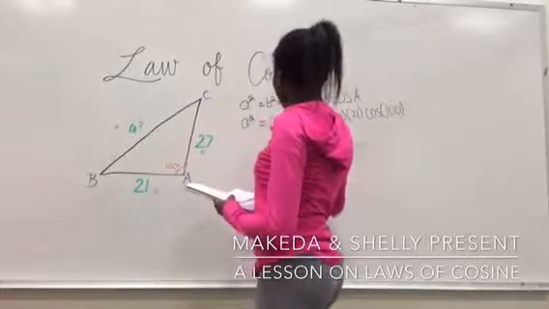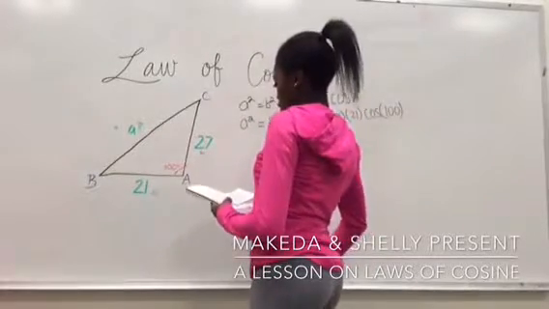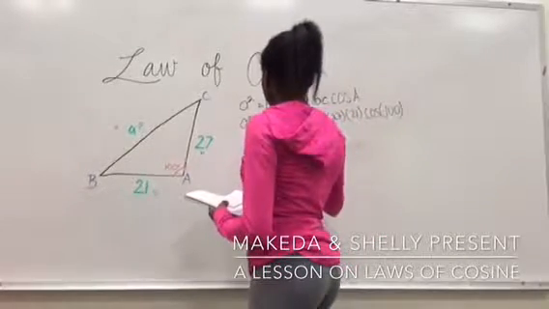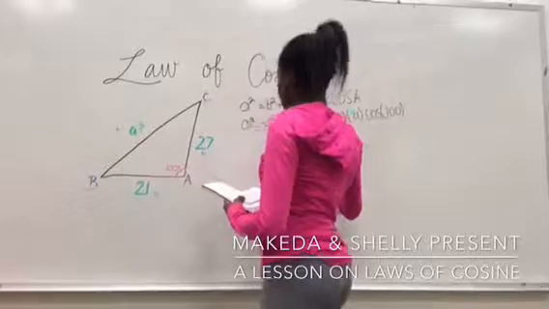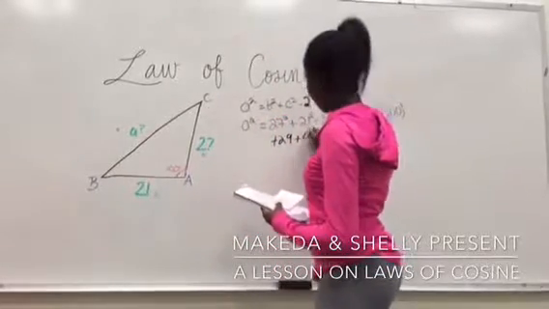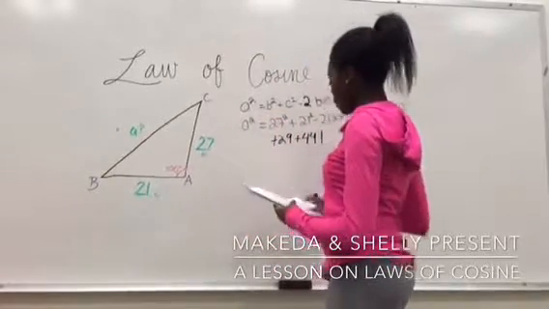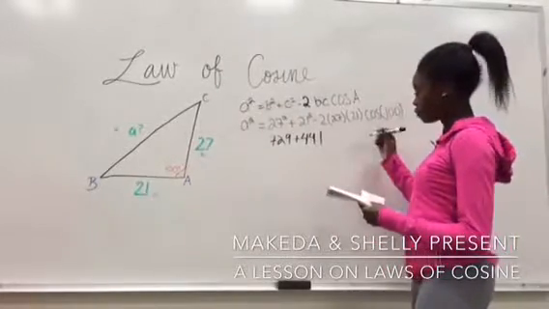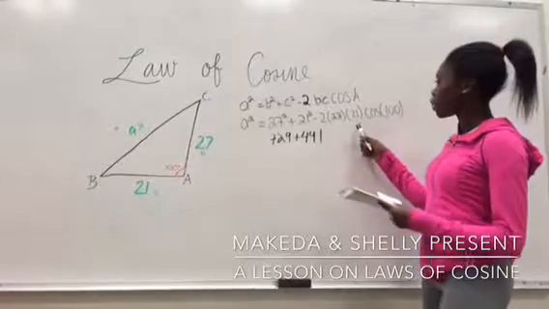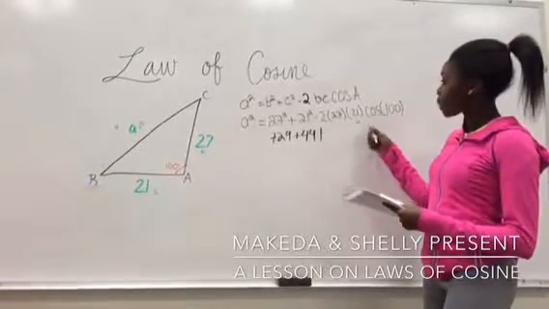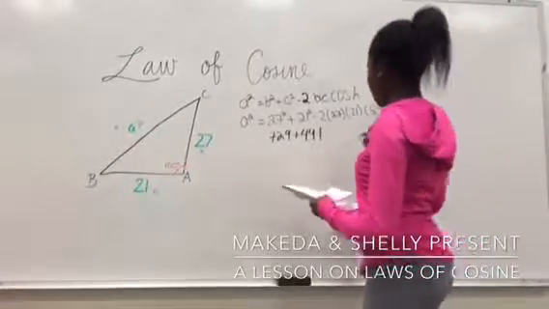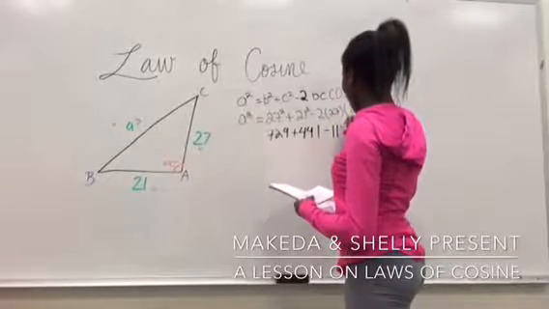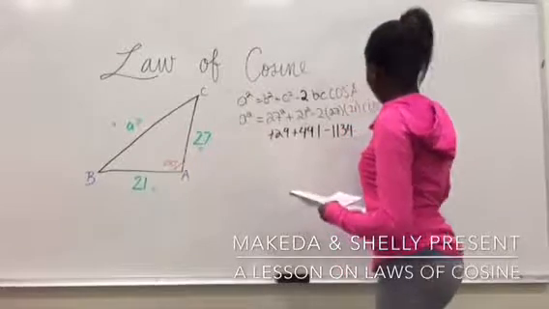So we do 27 squared plus 21 squared, which is 729, plus 441. Then you multiply 2 times 27 times 21, and you multiply that by the cosine of 100, which gives you 1,134.